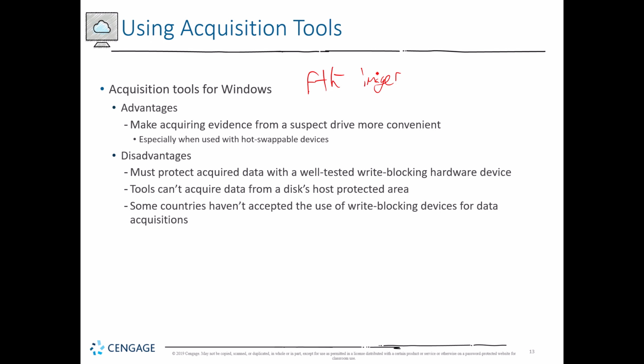There are some disadvantages. You have to have a write blocker, whether it's a software or a hardware write blocker. That prevents data from being modified on the source. Tools can't acquire data from disks from protected areas, and again, there are ways to get around that if we're doing bit by bit copies, but that is based off of the acquisition tool. And one of the big ones is countries haven't always accepted the use of write blocker devices for data acquisition. So write blockers are not used in all countries, and that is definitely a consideration.